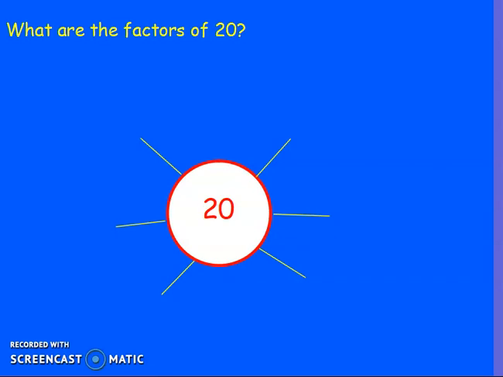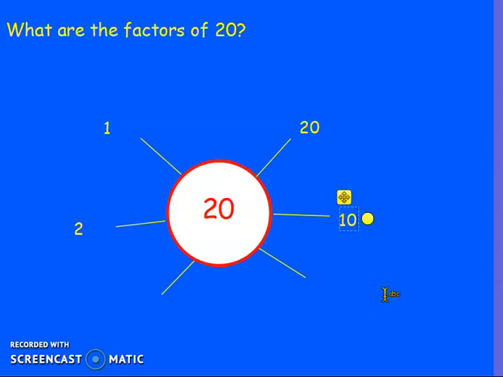Now when I'm trying to think of factors, I try to work systematically, starting from the lowest number, working my way up. So I'm going to start with the number 1. What do I times 1 by to make 20? Of course, 1 times 20 equals 20. So 1 and 20 are factors of 20. Let's get a bit higher. What about the number 2? What do I times 2 by to get 20? 2 multiplied by 10 equals 20.